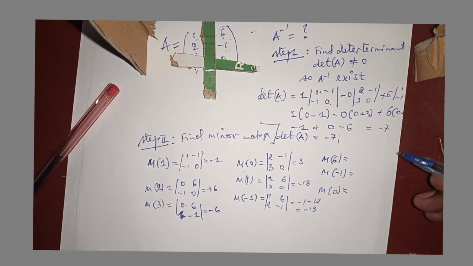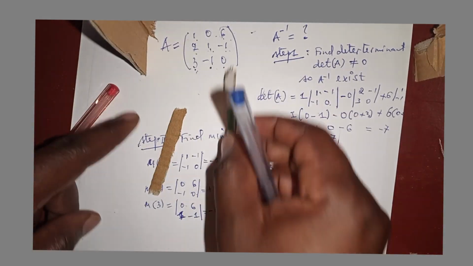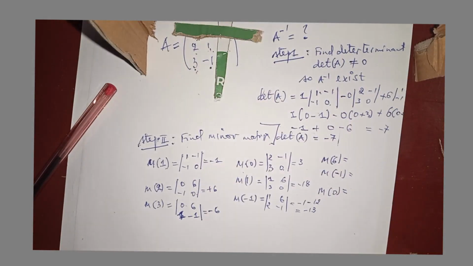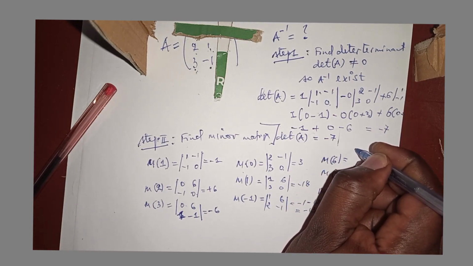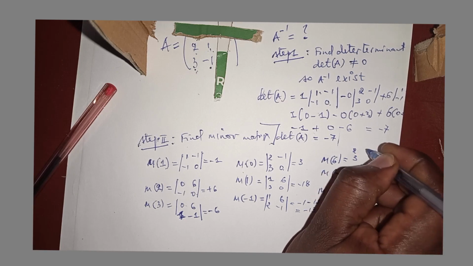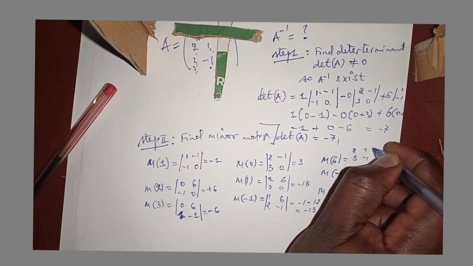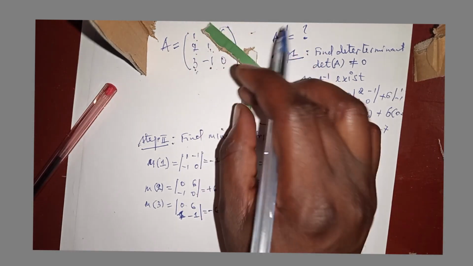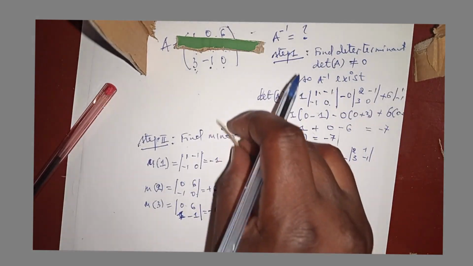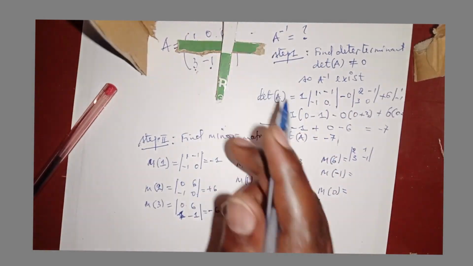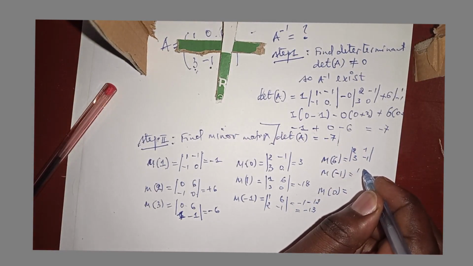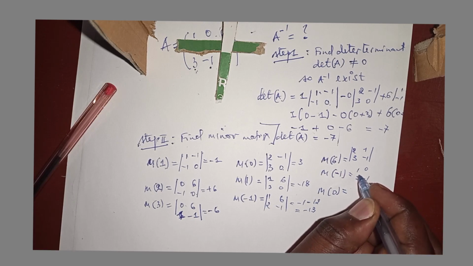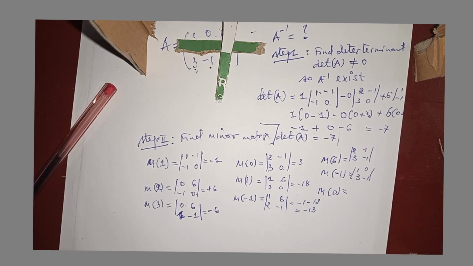So here, about 6, you will close 6 above, then by row and column. Remain 2 and 3, then you get 1 and negative 1. You see? About it, negative 1, we close negative 1, then here. Remain 1, 0. Then 3, negative 1. You see?